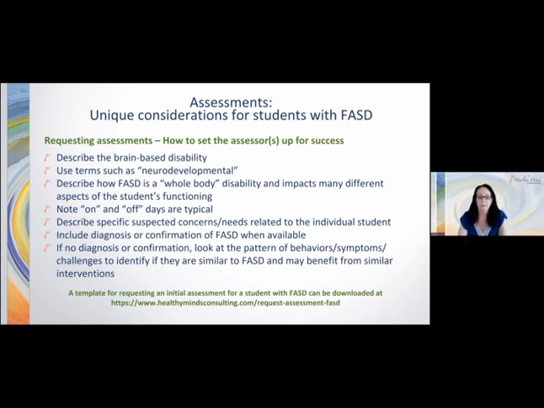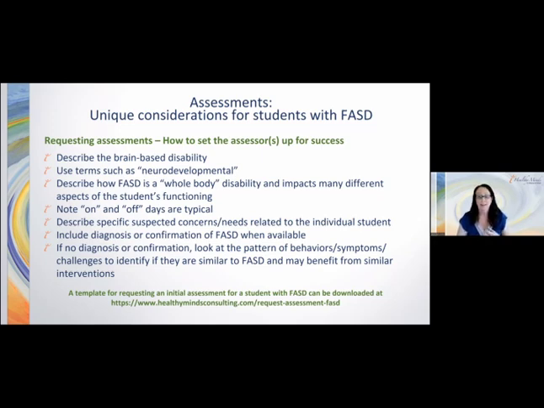We also want to describe the specific suspected concerns or needs that are related to the individual student. And it's helpful to use that term suspected, that we suspect these areas of disability with the child, because that's the terminology that's used in the law. We also want, whenever possible, to include a diagnosis or confirmation of FASD, because that can help set up the structure for noting the need for FASD-informed interventions.